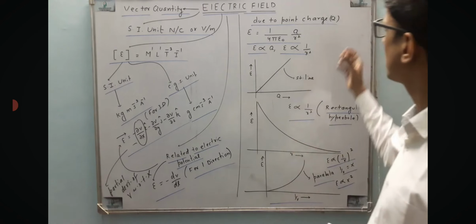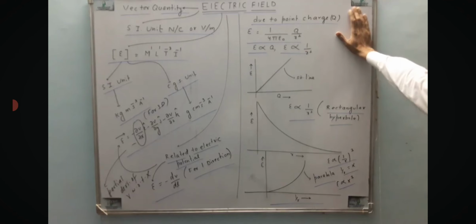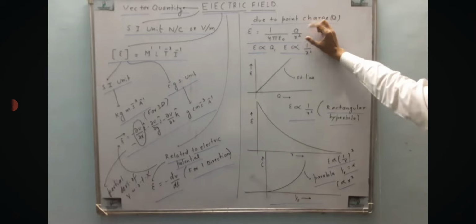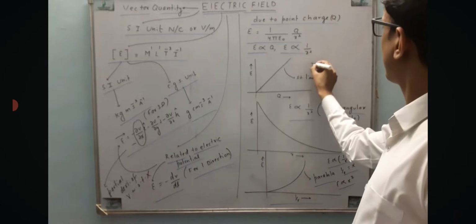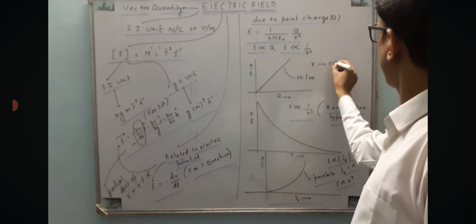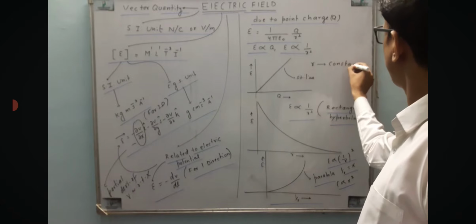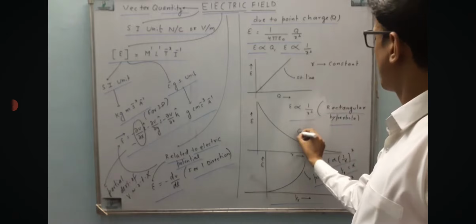Let's work on the electric field due to a point charge. It has a magnitude 1 by 4 pi epsilon naught, q by r square. It is proportional to q and proportional to 1 by r square. It is proportional to q when I assume that r is constant, and it is proportional to 1 by r square when I assume that q is constant.